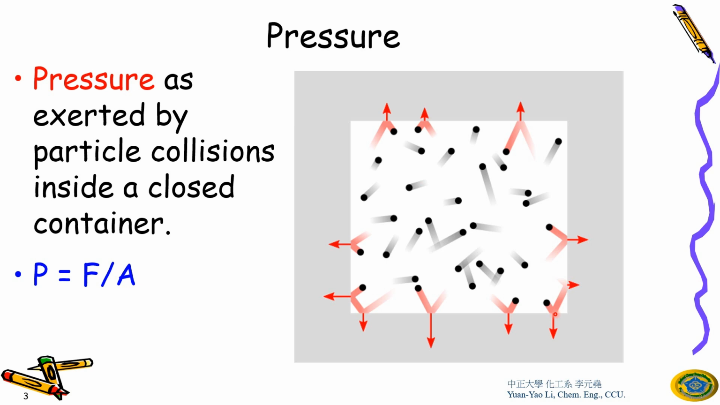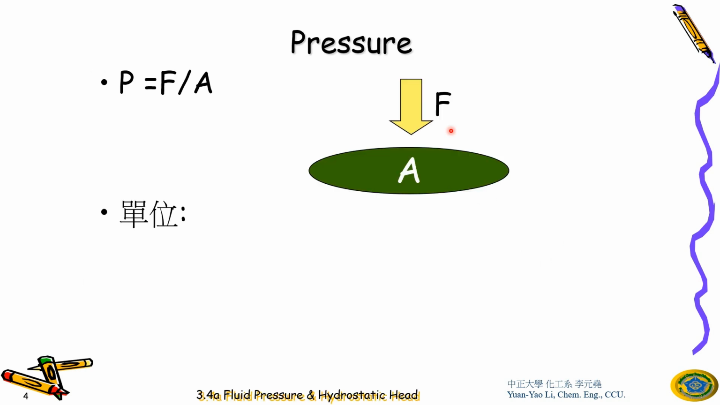Everything doesn't move, so there's no collision. There's no collision, so the pressure will be 0, absolutely 0. But can you reach 0 Kelvin? No. In reality, I will say it is maybe impossible to reach 0 Kelvin. I'll tell you why very soon. The definition of pressure is force divided by area.